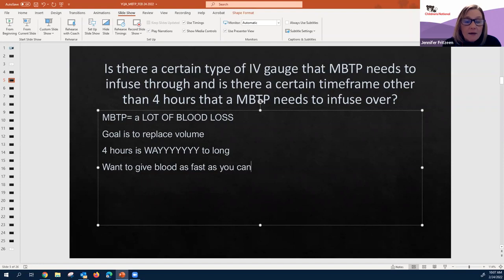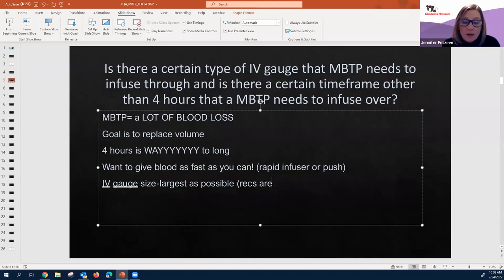With that, it then comes down to IV gauge. I can use a rapid transfuser, but if I have a 24 gauge in, it's going to take 45 minutes to an hour to give that unit of blood because the IV is way too small. You always want to try to have the largest IV that you can possibly get into a patient when you're getting massive blood transfusions. For the massive blood transfuser, they recommend nothing smaller than a 20 gauge, but if you can get an 18 or a 16 in, that's great. An IO usually is a larger gauge access, and so we can give blood through an IO needle pretty quick.